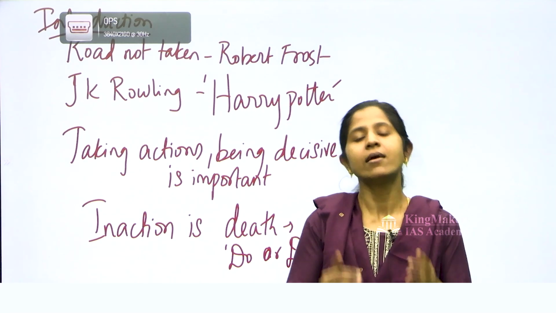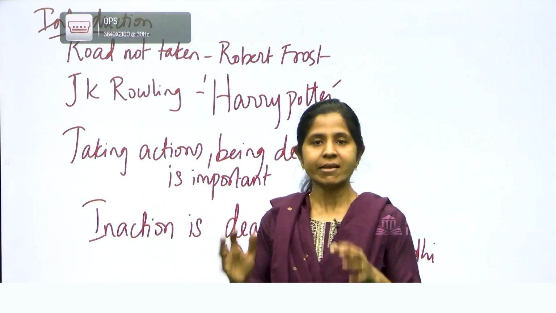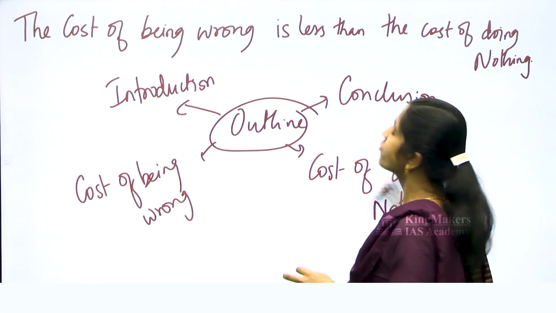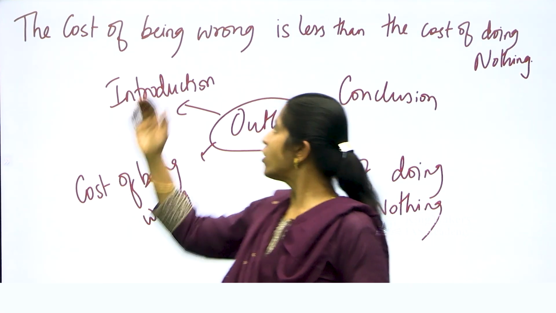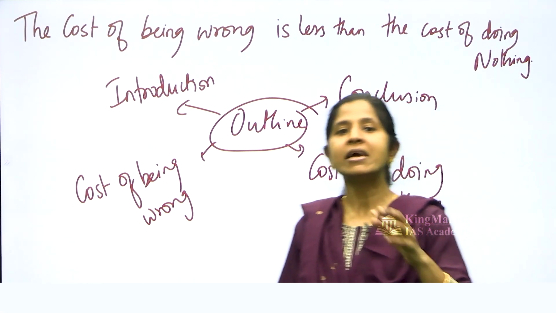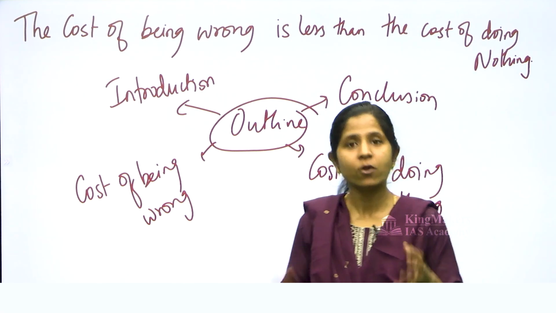So coming to this topic, yes, the question is: the cost of being wrong is less than the cost of doing nothing. So the cost of being wrong is less than the cost of doing nothing. So here they are saying we have to do something, even if it is wrong.